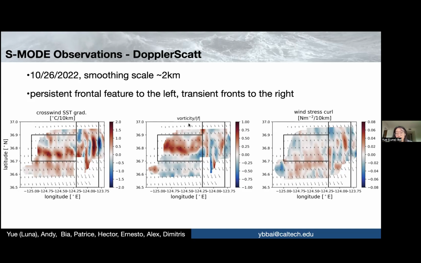Just by looking at these vorticity and wind stress curl calculations, we can already see some negative correlation between those two, and this is very exciting. Between the crosswind SST gradients and the wind stress curl, we can also already see some positive spatial correlations between those two.